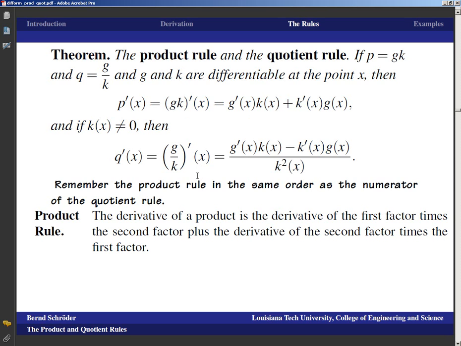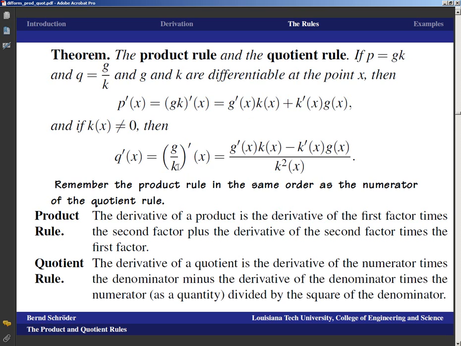Similarly, it can be beneficial to think of a quotient not as g over k, but as numerator over denominator. Then the quotient rule says that the derivative of a quotient is the derivative of the numerator times the denominator, minus the derivative of the denominator times the numerator, and then we divide by the square of the denominator. So there are quite a few ways to keep these rules in mind, and the main thing is you find one that lets you compute these derivatives reliably.